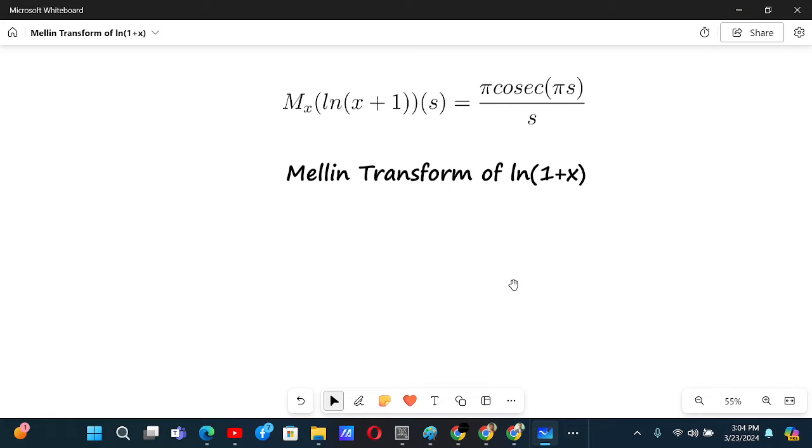Mellin transform of ln of 1 plus x. In this video, we will find the Mellin transform of ln(1 + x), and that comes out to be pi cosec pi s by s. Now let's see how we do it.